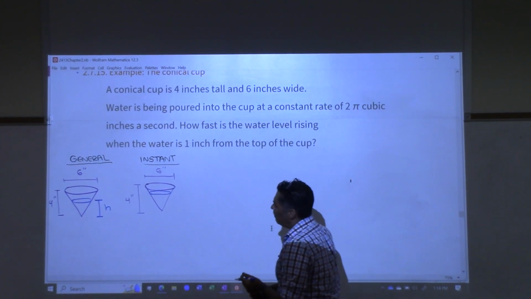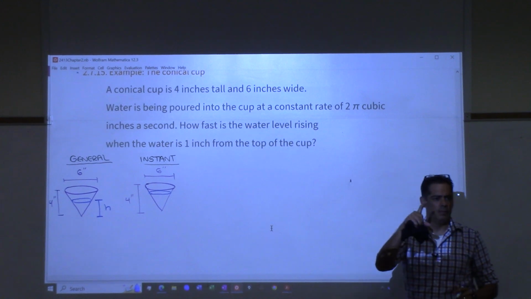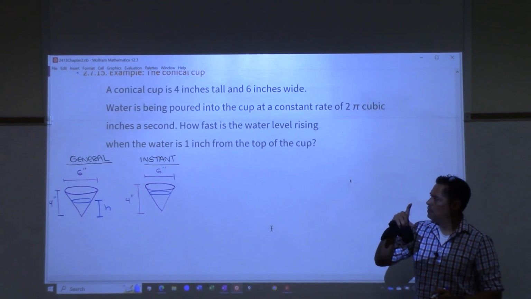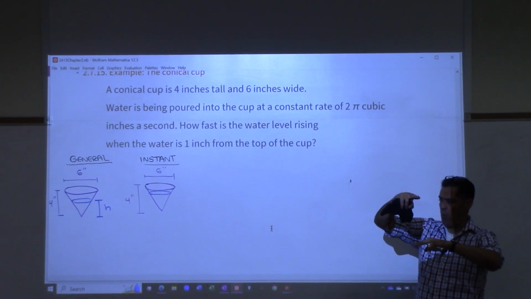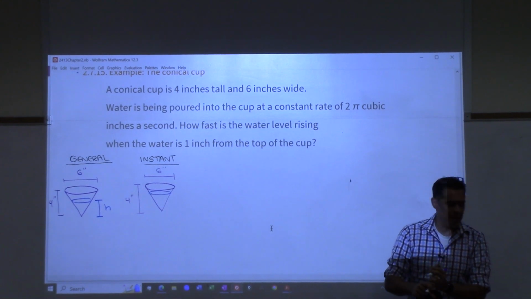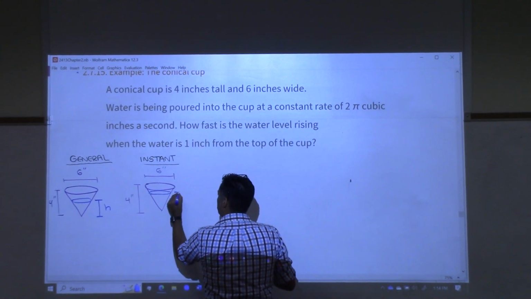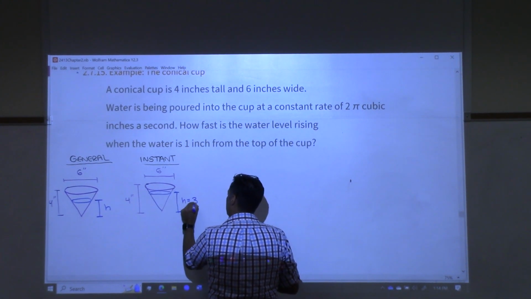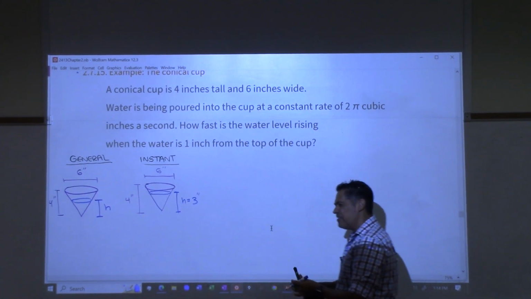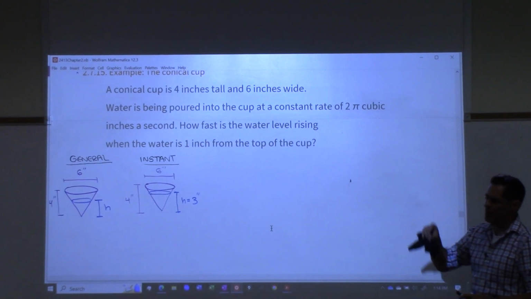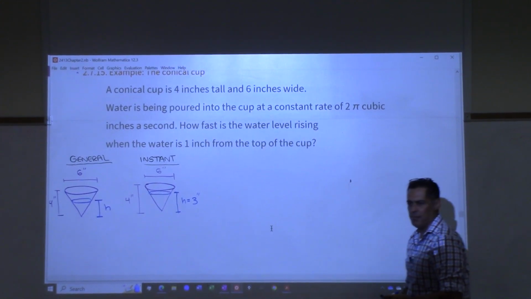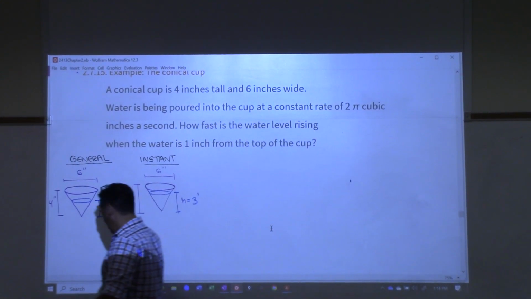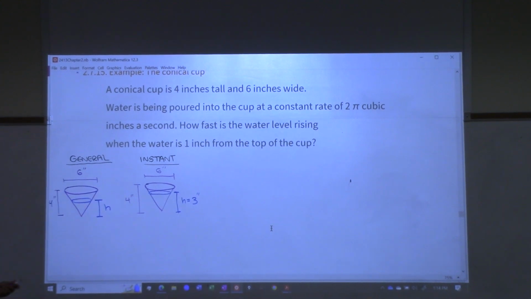And if it's 1 inch from the top, then how deep is it? The whole cone is what? 4 high? So it should only be 3 high, right? So in this particular case, 1 inch from the top means that my H here is 3 inches. See, I have to kind of work backwards. I know how far it is from the top, so that means the height has to be 3. Are we all good with this so far?